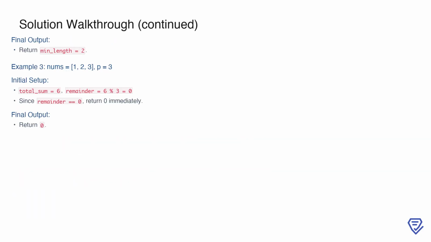In the final example, nums equals 1, 2, 3, and p equals 3. The total sum of nums is 6, and the remainder when dividing this sum by p is 0. Since the remainder is 0, the entire array is already divisible by 3, so there's no need to remove any subarray. In this case, we simply return 0 as the result.